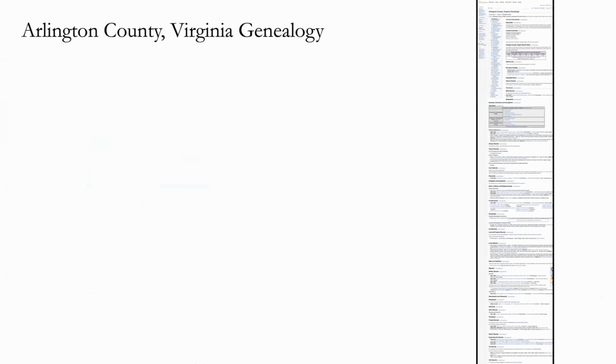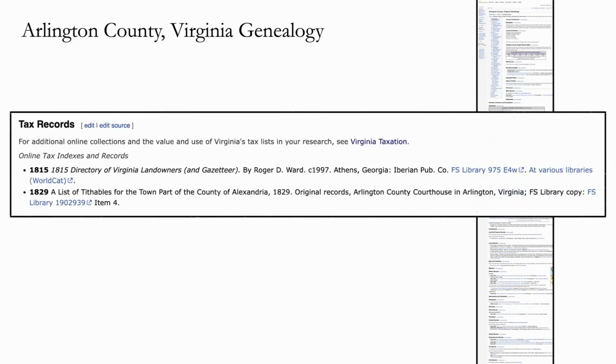I just wanted to pull up this long sheet here that you see, which is the Arlington County, Virginia genealogy from the Research Wiki on FamilySearch. This is just a long screenshot of the beginning information that's on that one page in the Research Wiki. So if you go to the Research Wiki and you start looking at a county in Virginia, this is a list of all the information and all the records that you might be able to look through. And listed here are tax records. So here's the listing on tax records.